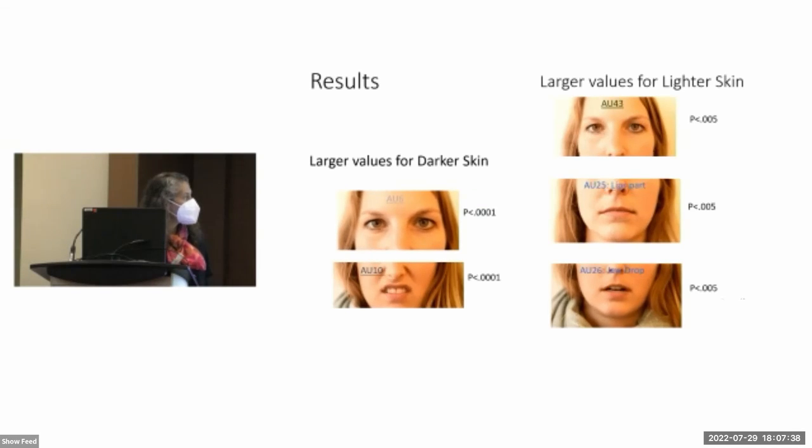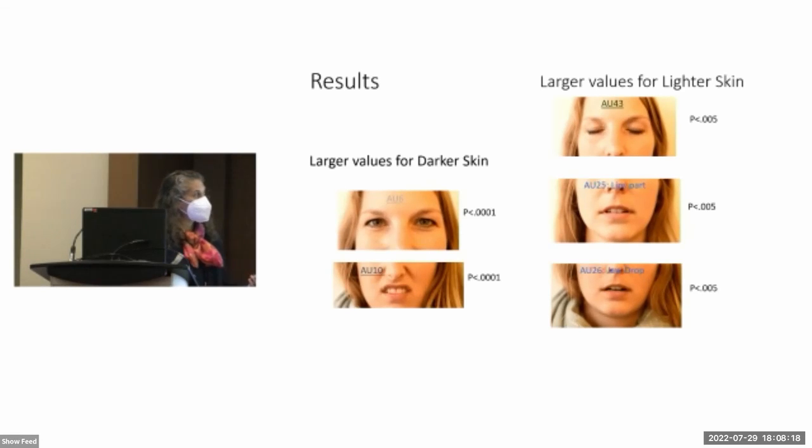Okay, so what do we see when we do this? Overall, we do not see a difference in overall AU activation for dark versus light or for African versus European faces. But within action units, we see very strong differences. So AU6, this cheek raiser, we see significantly larger values for darker skin. And AU10 also. And then larger values for lighter skin for AU43, that's just eye closing, AU25 lips parting, and AU26 jaw drop. This is when we take random faces, dark skin color versus light skin color.